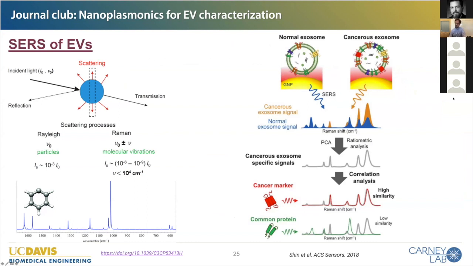So you have to bring it very close, and even then you're only seeing a small part of that. More on that in a second when I show you my data. You make the SERS measurements, you compare, for example, cancer versus healthy.